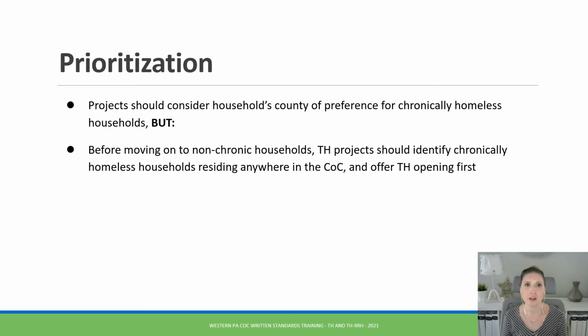And although projects should consider a household's county of preference for chronically homeless households, before moving on to the non-chronic households, which is what we saw to do in the order of prioritization, TH projects should really identify other chronically homeless households residing anywhere else in the CoC and offer their transitional housing bed to them first, allowing the person to move into the region if they so choose.